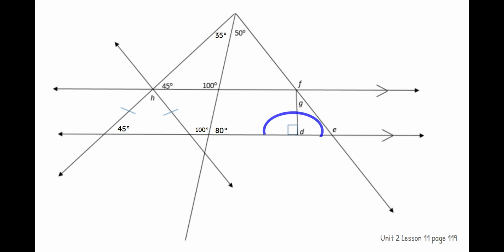For angle D, we have another linear pair where one angle is 90 degrees. They must add up to 180, so D must be 90 degrees. In the reason column, write linear pair.